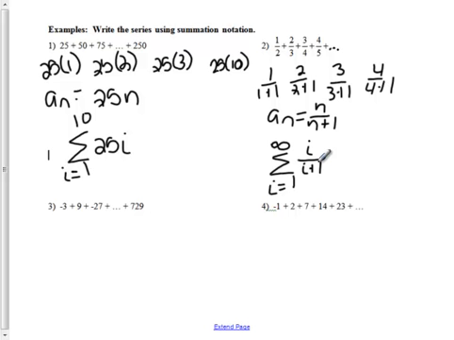So I want you to pause the video and try doing 3 and 4 on your own. When you think you got it, bring the video back together. Alright, so just hit pause and then we'll begin again.